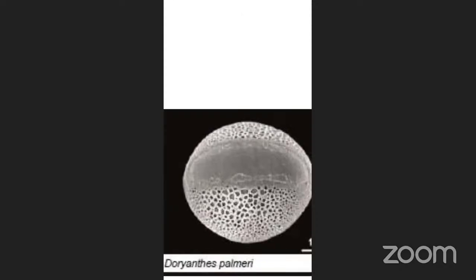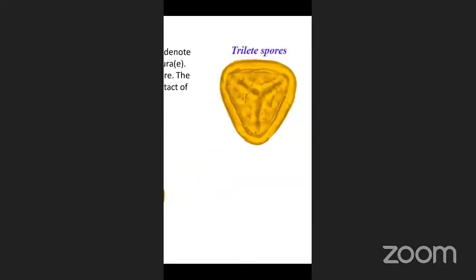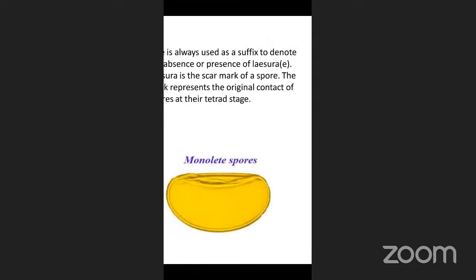Next, porate. All types of pores are there on the outer wall, that is porate. This is the triple pore, 1, 2, 3, a triangle type of pore on the pollen grain. Here, monoporate, a single pore on the upper side. Pore means hole. A single hole is called mono. Di means double, tri means three holes.